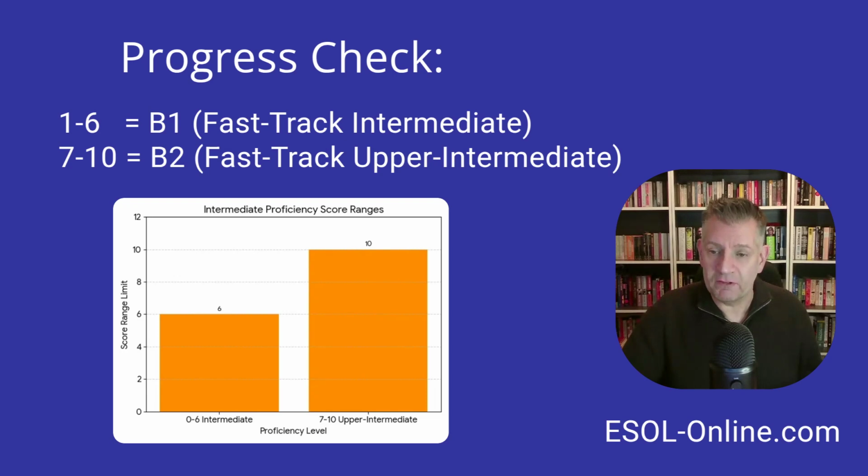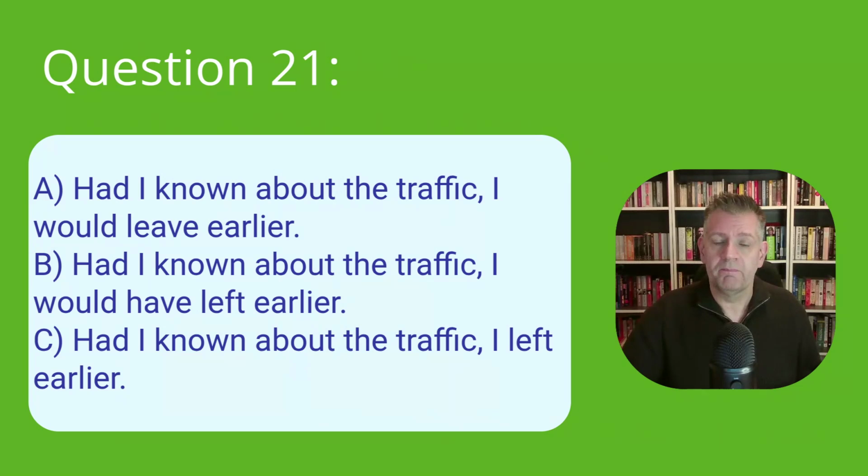Okay. So if you scored between 7 and 10, then you may want to continue to the next level because it may be that your level is actually even higher than B2. So let's carry on, shall we? 10 more questions. These are the advanced questions.